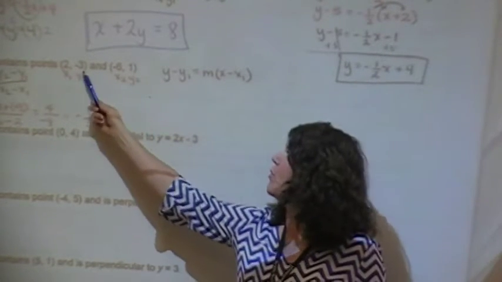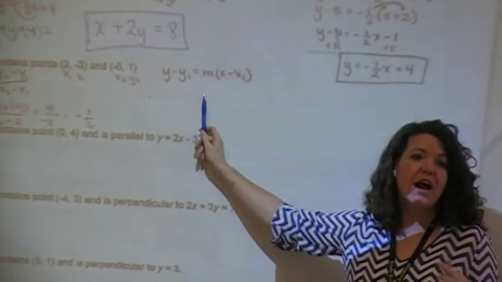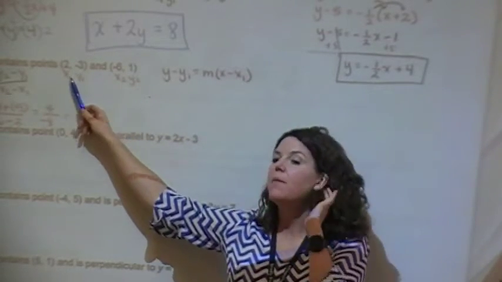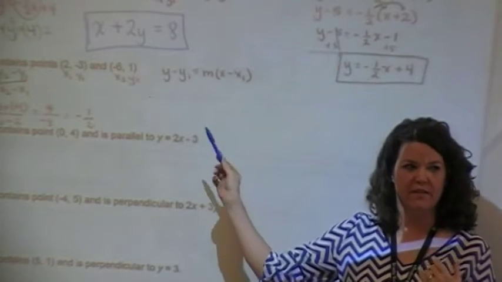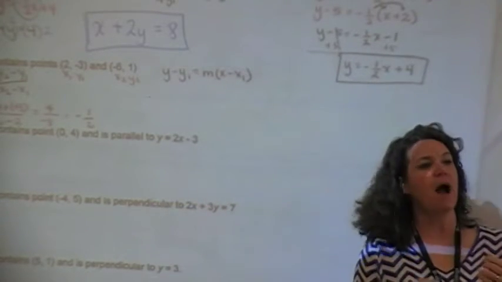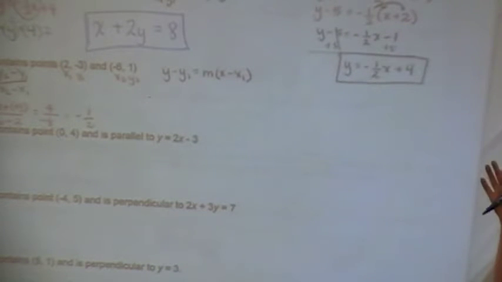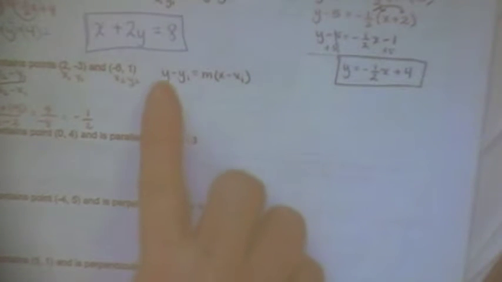So y minus y1 equals m times x minus x1. It makes no difference which of the 2 points you plug in here. Now I've already labeled them, so it would make sense to use the one that's labeled x1, y1. But most of the time, I choose the one that has the smaller numbers. Or if one of your 2 points has a 0 in it, use that one because it's easier. But otherwise it doesn't really matter which one you use. Okay, so I'm plugging now my slope of negative 1/2 and one of these 2 points into the formula. Doesn't matter which one you choose.